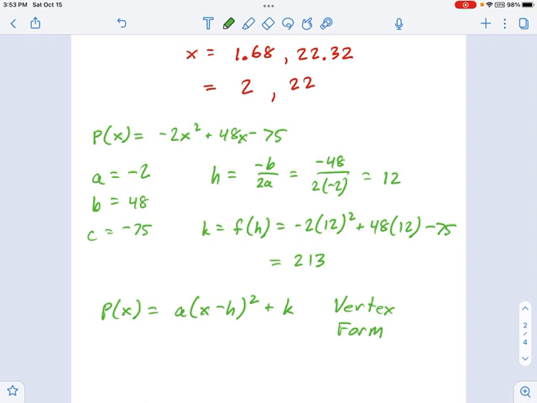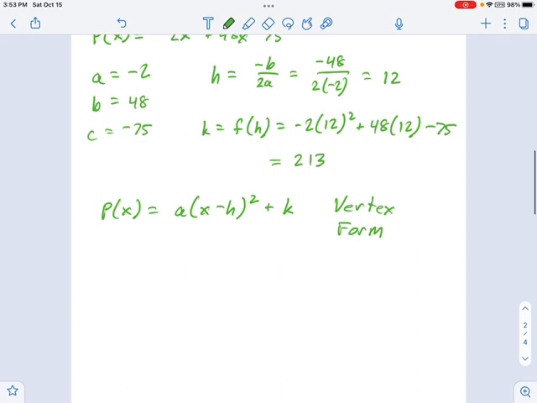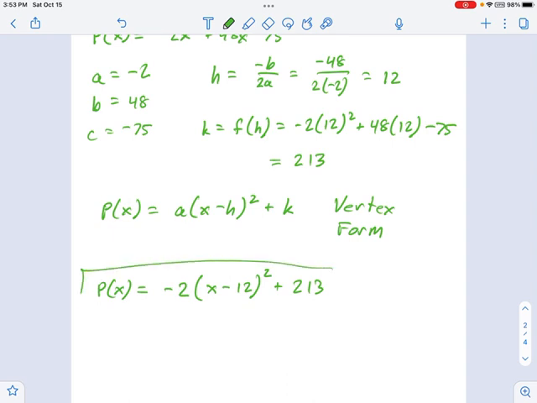But this way right here is very useful because this makes it very easy for me to look at the equation and tell what kinds of parabola it is. So negative 2 up front means it's an upside down parabola. X minus 12 means it's a shift to the right of 12. And plus 213 means it is a shift up by 213. Okay, so this is your vertex form.